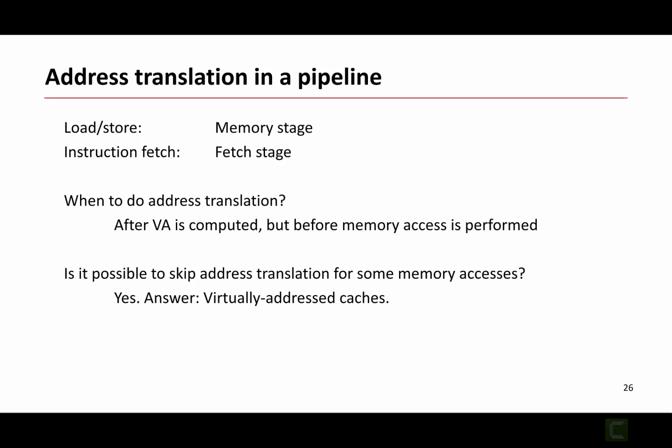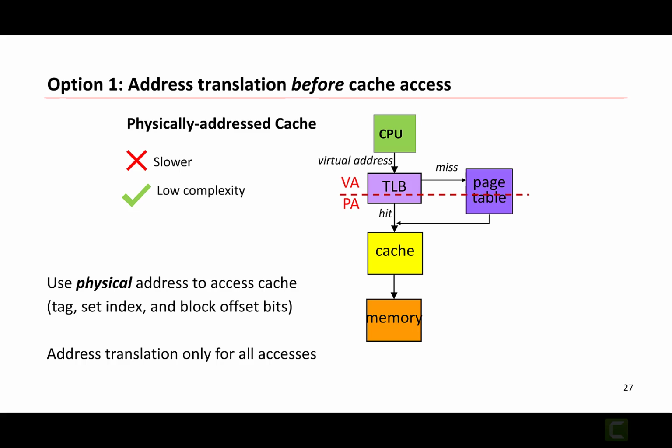So now after the virtual address has been generated, what do I do with it? Do I go and directly use it? Do I use a virtual address to access the cache, or do I use the physical address to access the cache? And that has an important implication on performance. So now let's take the simpler option first, or more intuitive option, which is the CPU generates the virtual address either in the instruction fetch or the memory stage, doesn't matter. You get the virtual address.